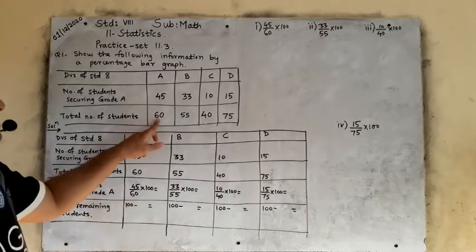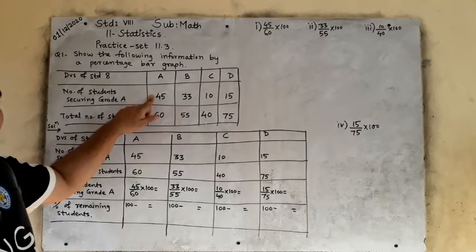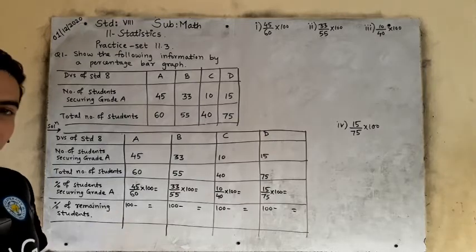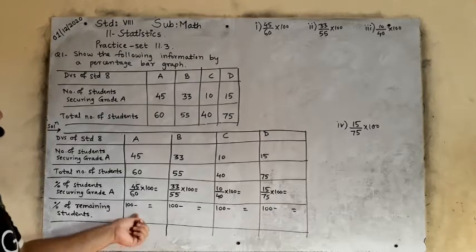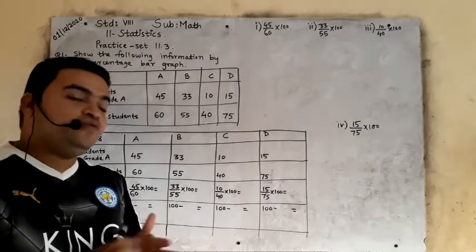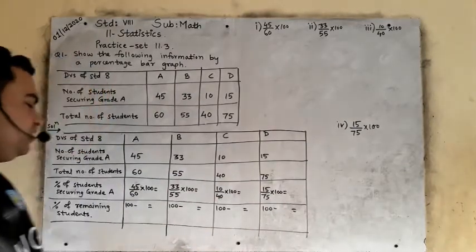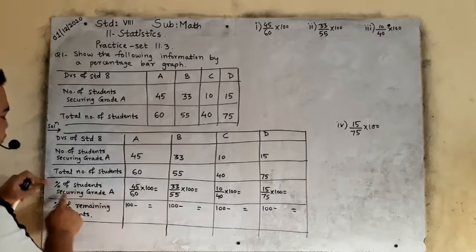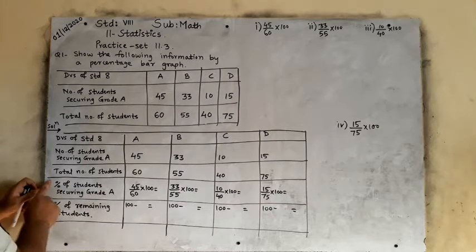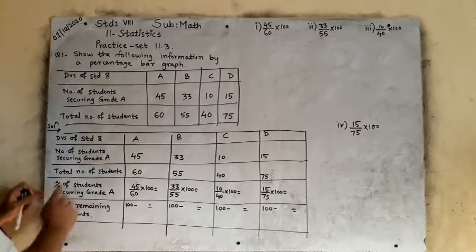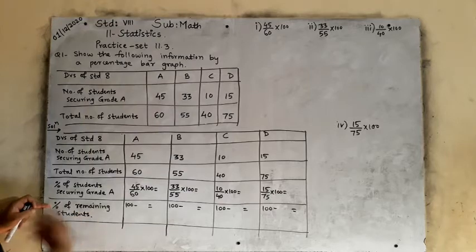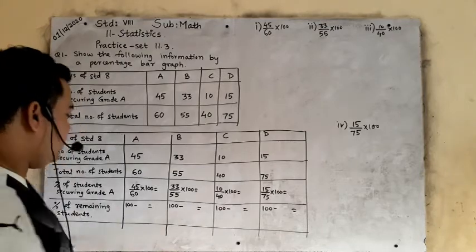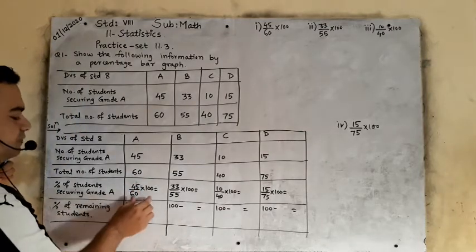It means from that 60, if 45 students are securing grade A, what percentage of students have secured grade A, and the remaining percentage will be for the other students who did not secure grade A. So we will solve one by one. As I have said, you will increase 2 rows. In the first row you will write percentage of students securing grade A. In the second row you will write percentage of remaining students who did not secure grade A, means who secured B, C or D. Okay, so how to find the percentage?